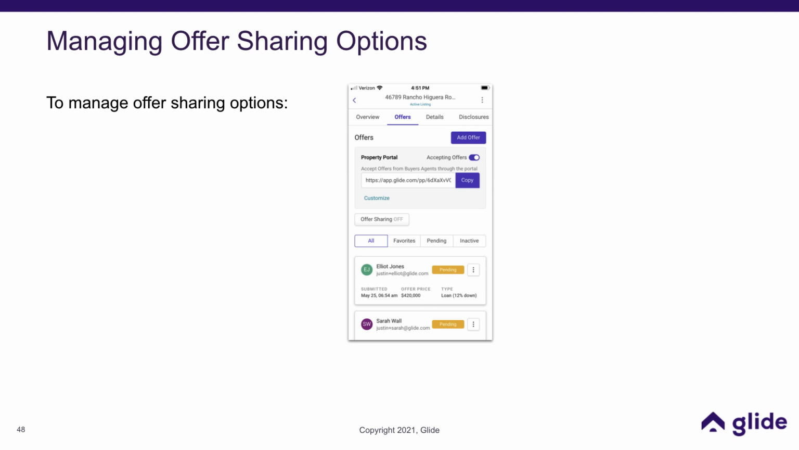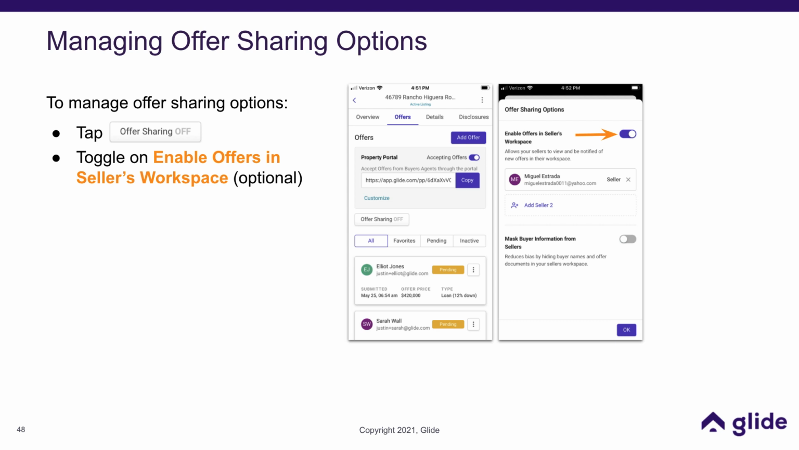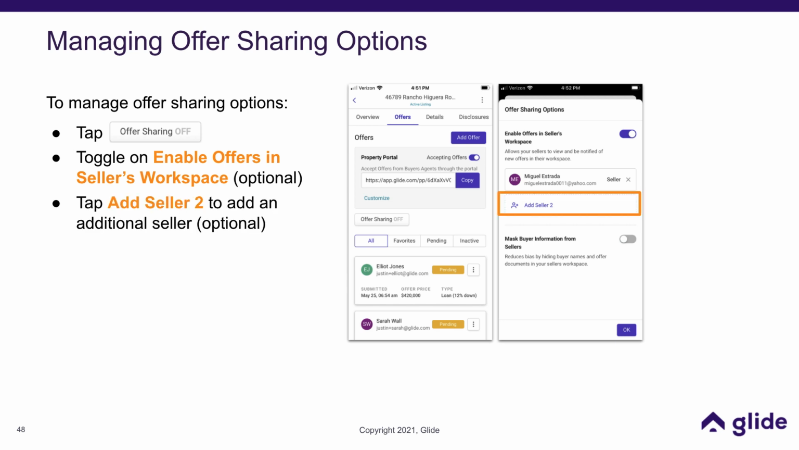To manage offer sharing options and give your seller access to view all offers in their own Glide account, first tap the Offer Sharing button. Next, turn on the toggle to enable offers in your seller's workspace. You can add additional sellers by tapping on Add Seller.